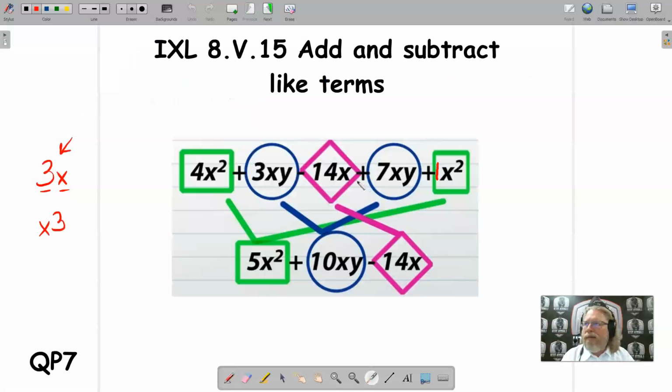So those are all of my examples for IXL 8.V.15, add and subtract like terms, or as I like to refer to it, combining like terms.